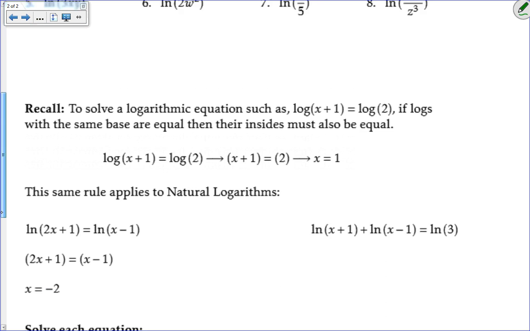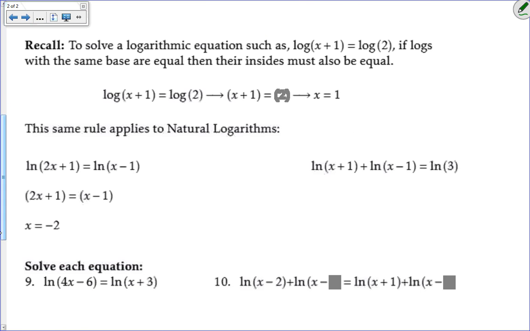So those top 8 are for you. So now let's look at this note here, all right? If we remember the other day when we had logs on the same side, right? Say we had like log of x plus 1 equals log of x minus 1, right? If we had the same base logs on both sides of the equal sign, what could we do with it?